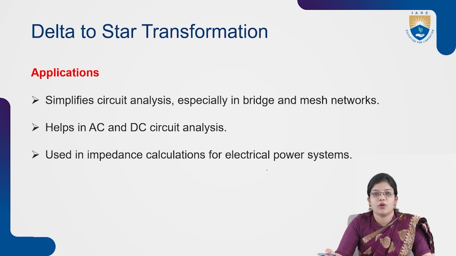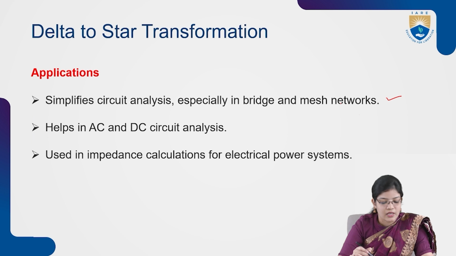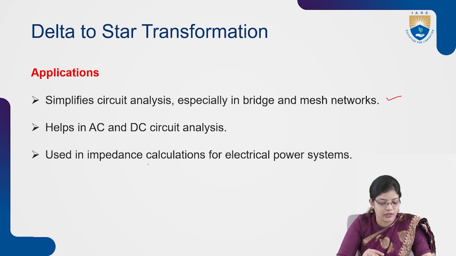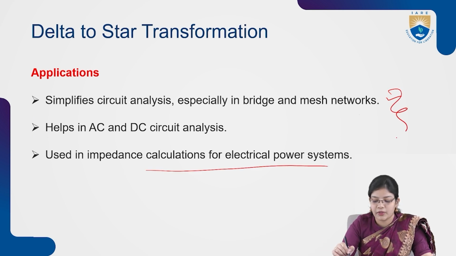Here are a few applications of the delta to star transformation. The first is that it simplifies circuit analysis, especially in bridge and mesh networks. The second is that it helps in AC and DC circuit analysis, and the third is that it is used in impedance calculations for electrical power systems. So these are the three applications of delta to star transformation.